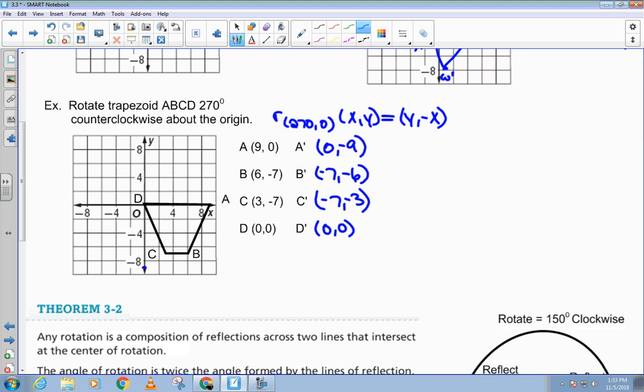Alright, so let's graph these. 0, negative 9. There is my A prime. And my B prime is negative 7 and negative 6. And negative 7, negative 3 is my C prime. And my D prime is the origin. Okay, so we graph it.